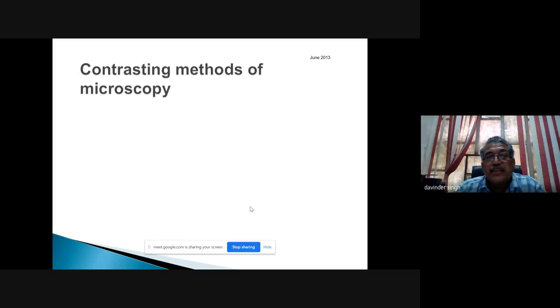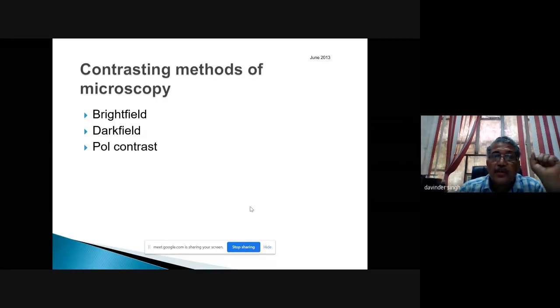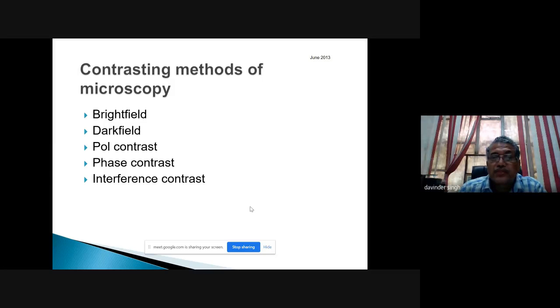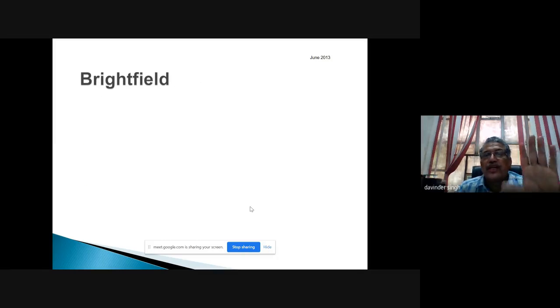Now, contrasting methods of microscopy means how you get the image, because every time you don't have the same type of materials. Sometimes it is transparent materials, sometimes it is opaque materials. So how you illuminate, how you get a better image. Definitely different possibilities are there: bright field image, dark field image, polarized contrast image, phase contrast image, or interference contrast images. All these possibilities are there with the single system.